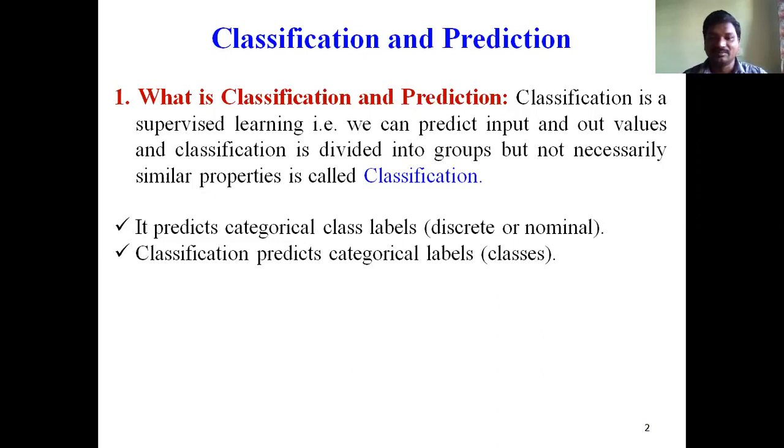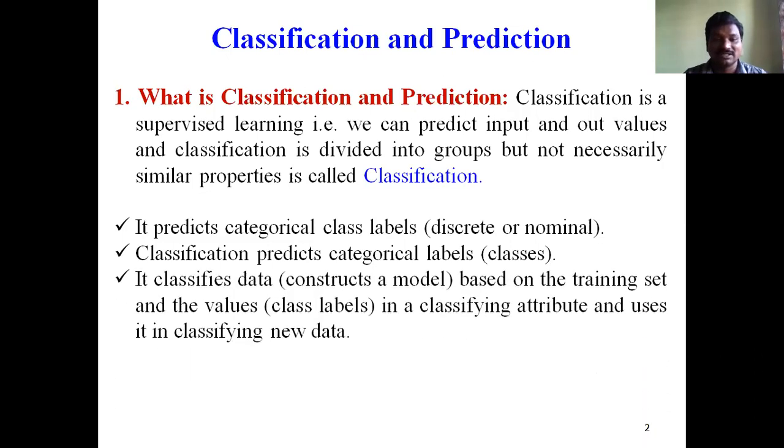One of the main important points here is that it will always identify the classification, whatever the classification technique may be, either decision tree or naive Bayesian classification or something. Any kind of classification technique predicts the categorical labels. That is called classes here. Here it classifies the data, constructs the model. That means it classifies the data based on a training set.